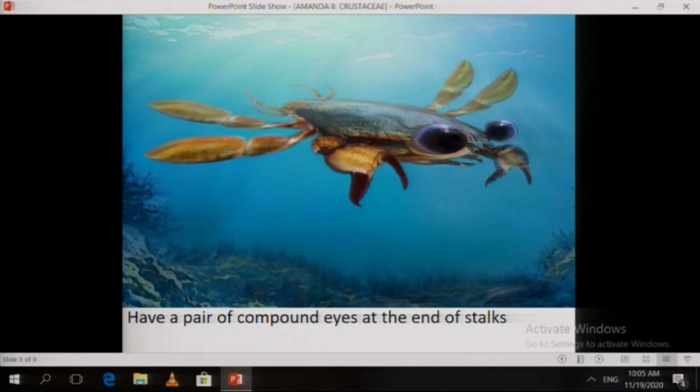Another characteristic that class Crustacea possesses is that they have a pair of compound eyes, at the end of the stalk here. You see 1, 2. Remember when we were talking about arachnids, we said they have 8 eyes in number. But for this one, they have only one pair of eyes. Those are 2 eyes, all right? So they have a pair of compound eyes. Hope it is clear.